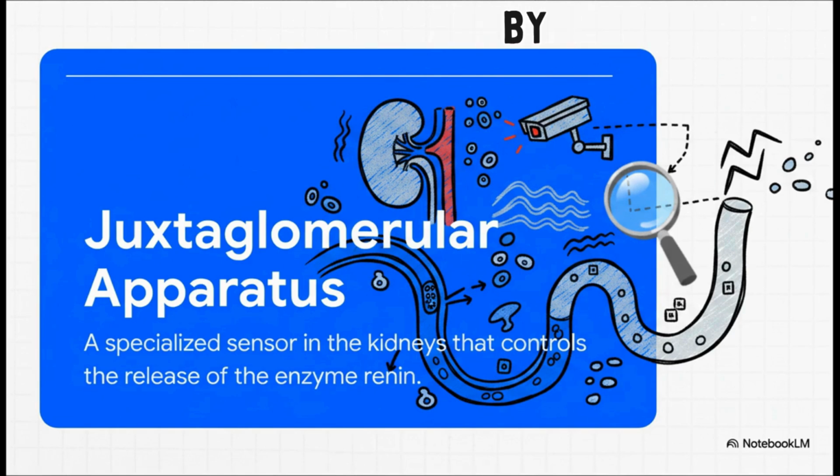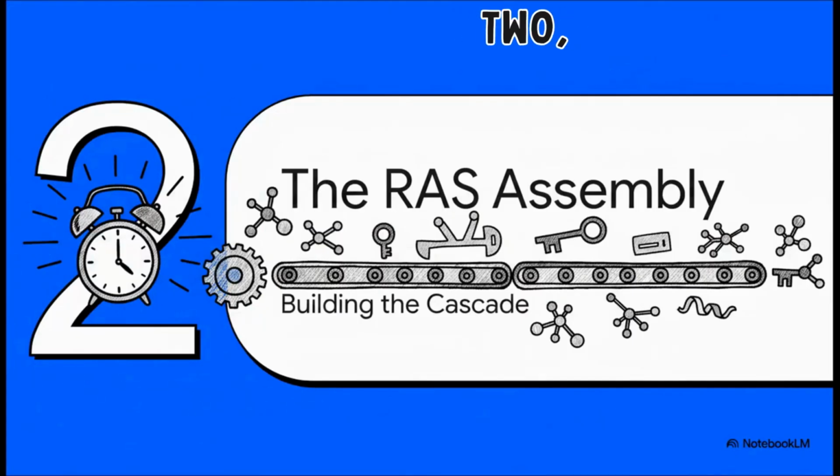And how does it do that? By releasing a specialized protein, or proteolytic enzyme, called renin. Basically, renin acts like a pair of chemical scissors floating right there in your bloodstream. Moving right along to part 2, the RAS assembly line.